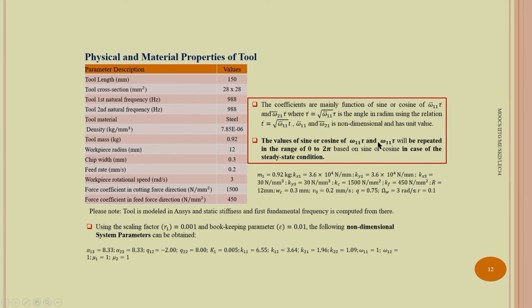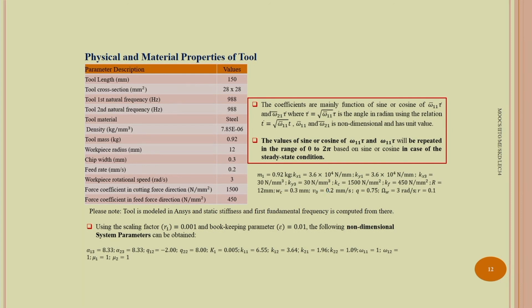Taking this value, the tau terms have been determined and they have been taken in the analysis. Here you can see the other parameters we have taken in this analysis: m1 equal to 0.92. Here it is written that the mass is taken to be 0.92, that is why m1 is 0.92. kx1 equal to 3.6 into 10 to the power 4 Newton per mm, ky1 3.6 into 10 to the power 4 Newton per mm, kx3 equal to 30 Newton per mm cube, ky3 30 Newton per mm cube.